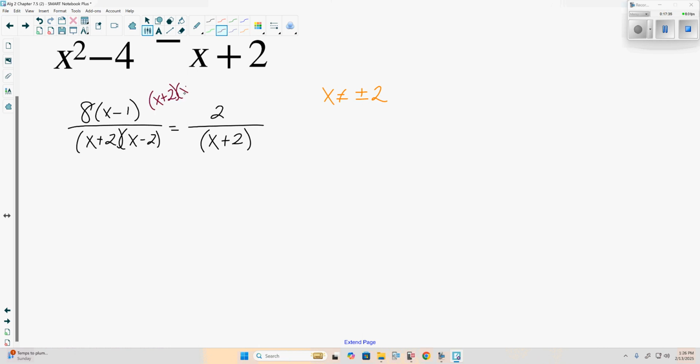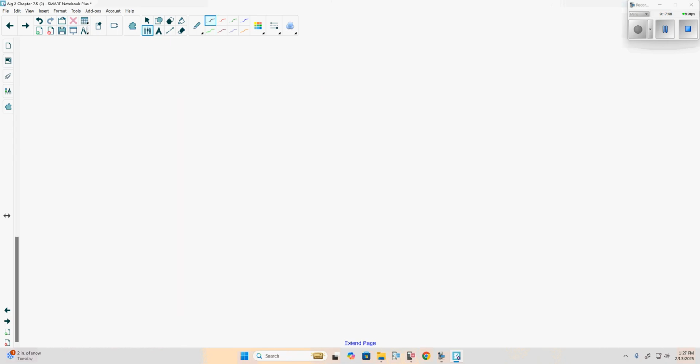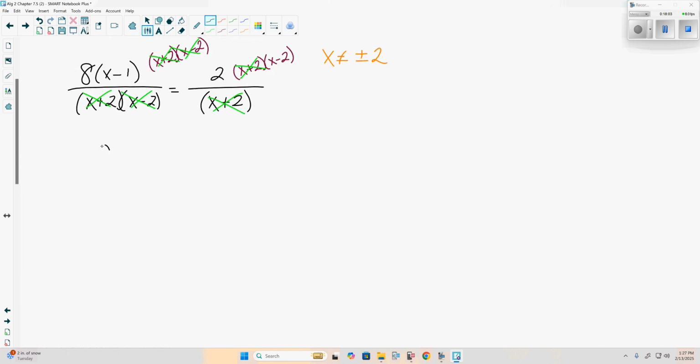And as we've been doing, the next thing we'll do is get rid of the fractions. We're going to multiply both sides by the least common denominator of x plus 2 and x minus 2. On the fraction on the left-hand side, the x plus 2 and x minus 2 will cancel. On the right-hand side, the x plus 2 and x plus 2 will cancel. And what that leaves us with is 8 times x minus 1 is equal to 2 times x minus 2.